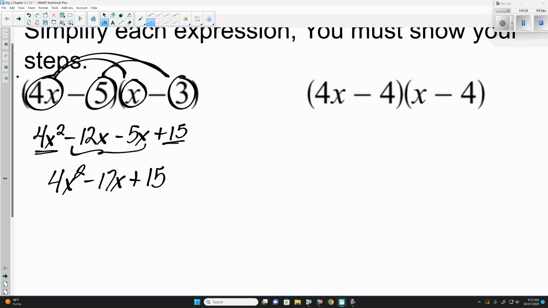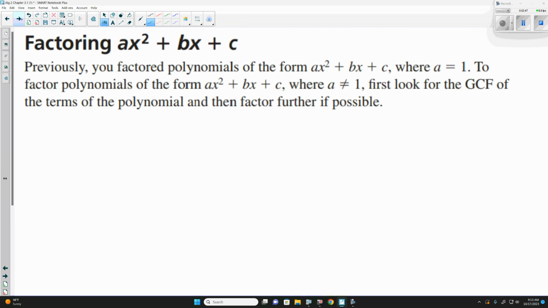So if we're going to factor it, we're going to go the other way. We're going to start with 4x squared minus 17x plus 15 and factor back to this. Now there's many different ways to do this. And we'll get the second one here.